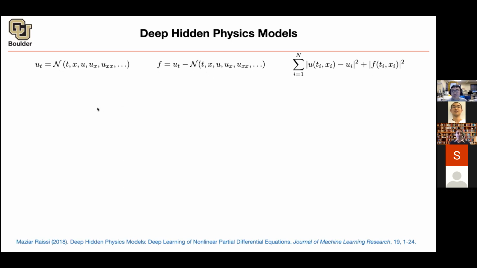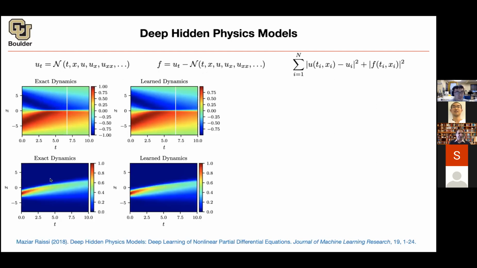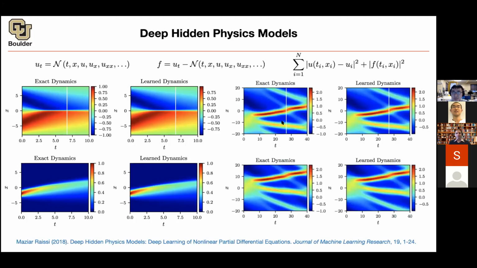You're learning N. Once you learn N, basically you can learn the dynamics of Burgers' equation. You can learn the dynamics of Burgers' equation when the initial condition is different. So the training is happening there. The testing is happening here. And then you can learn KdV, Kuramoto-Sivashinsky, Navier-Stokes, etc.